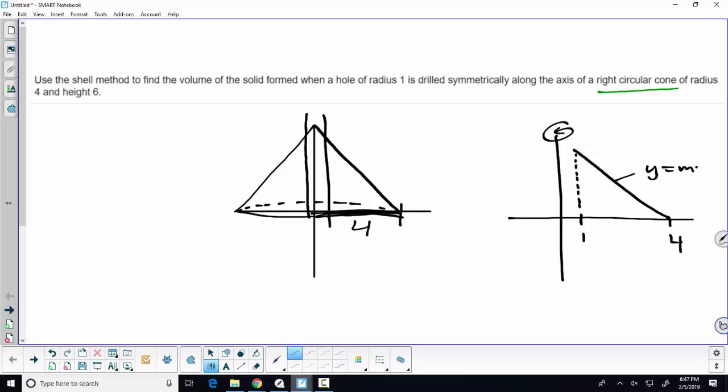This is just a line. You've got a means to find the equation of that line. So if there's any other issues with that problem, let me know.